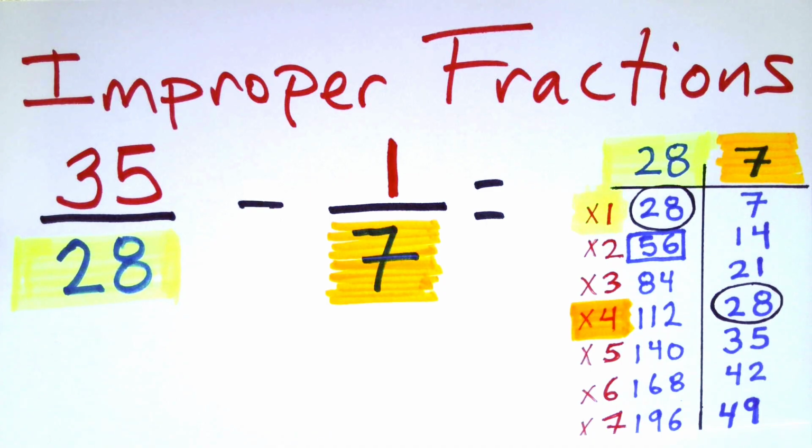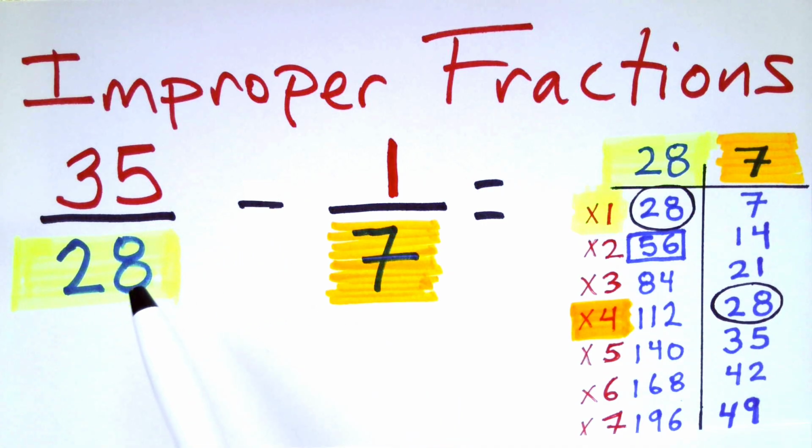In this part 25 video, still working with improper fractions. However, now we're going to do a subtraction problem example. So here we have 35/28 minus 1/7. And if you remember the rule, the denominator, that's the bottom number, has to be the same in order to add or subtract.